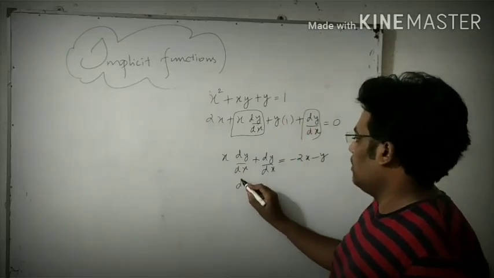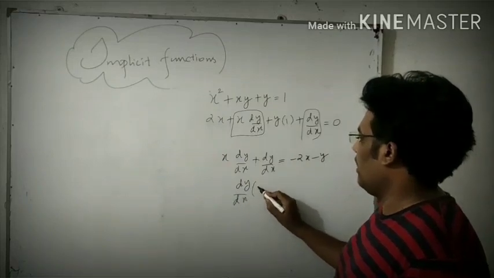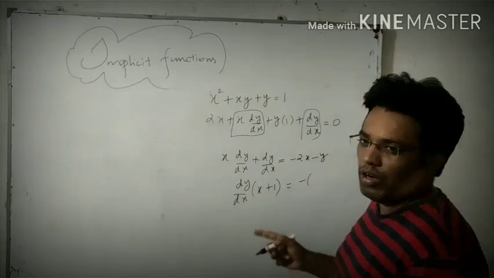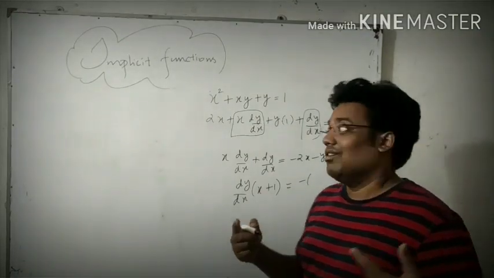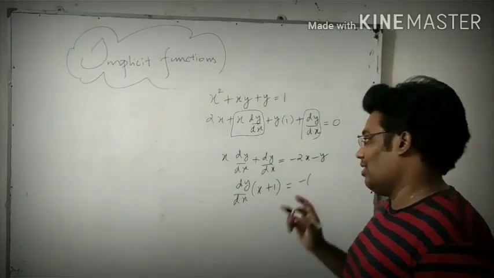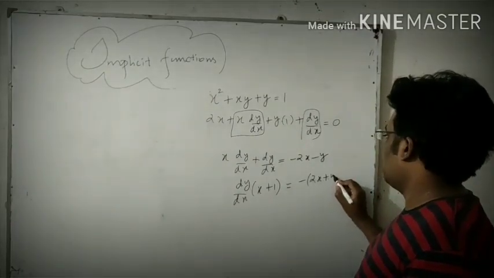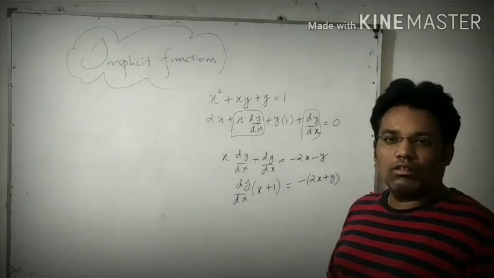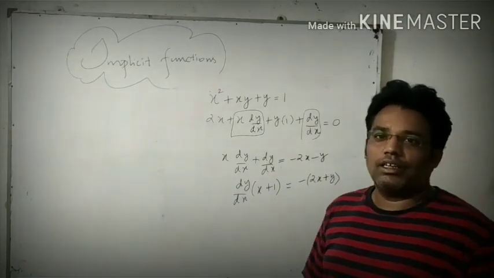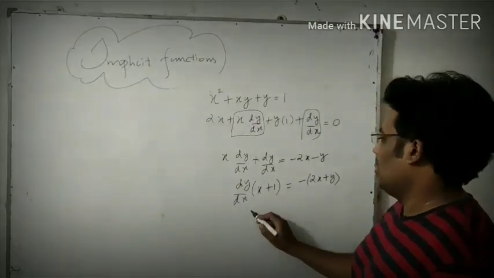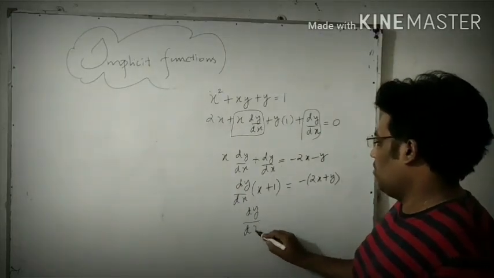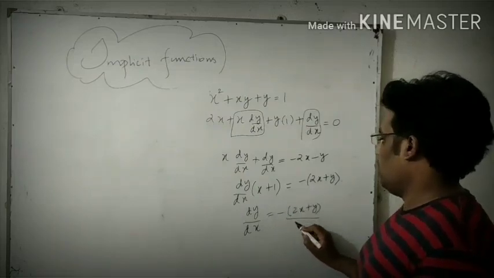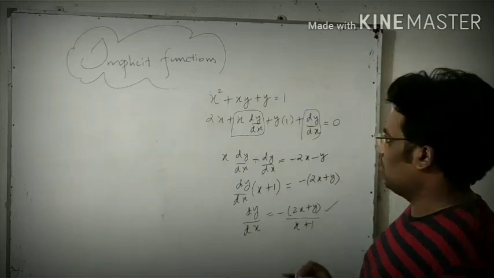So take dy by dx common, so you'll be getting x plus 1, that is equals to minus, you can take minus common, or if you feel that this is very complex, just leave it. So minus of 2x plus y. There is no rule that you must take minus common. Taking minus common indicates that you know a little bit of the basics. Now dy by dx is equals to minus 2x plus y divided by x plus 1. That's it. This is the derivative.